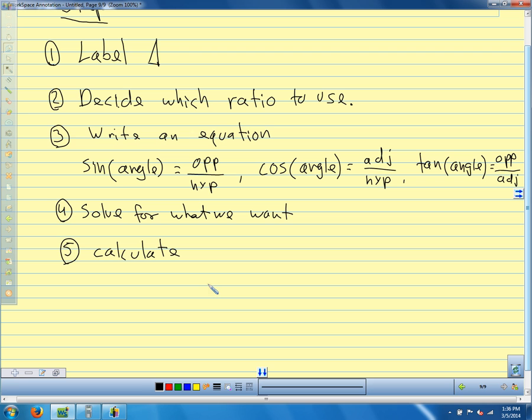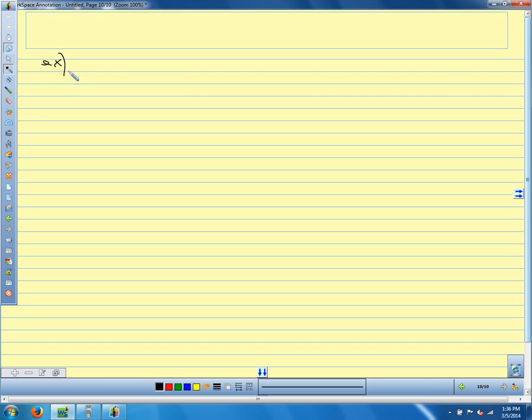So let's look at a couple of examples where we are going to use our calculator to find missing sides of triangles. So, questions on our steps? Okay. So let's work out a few examples.